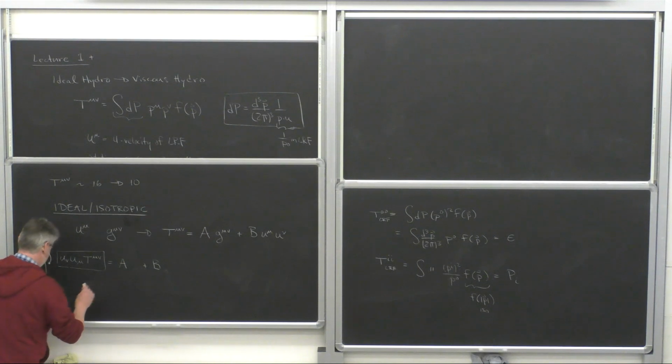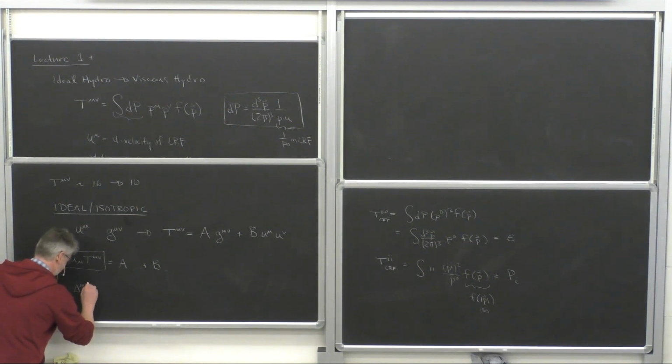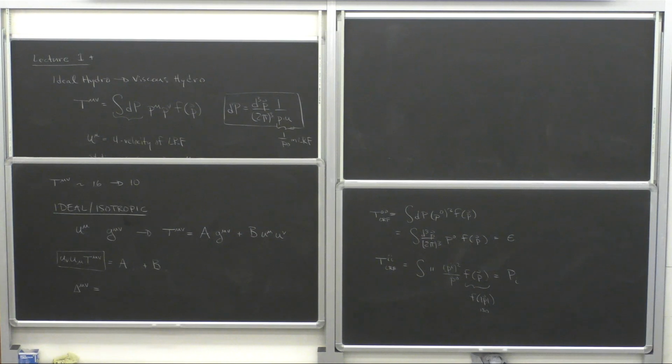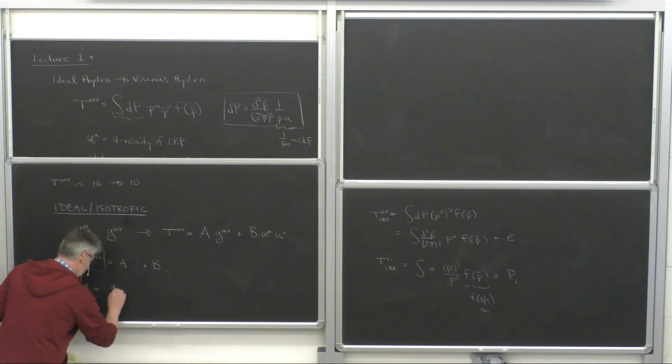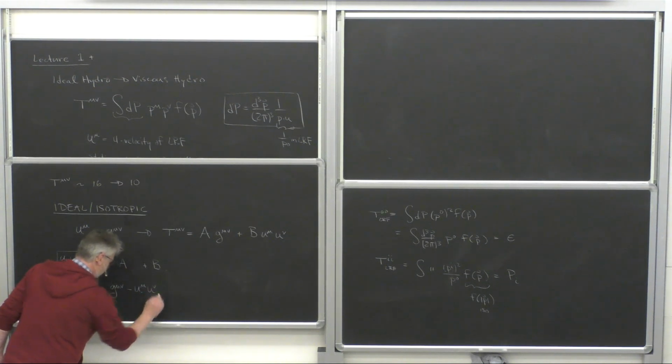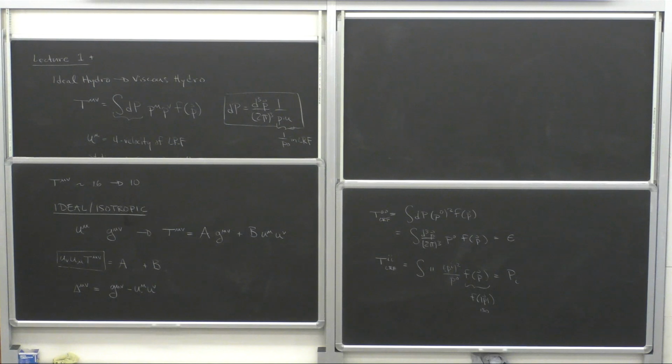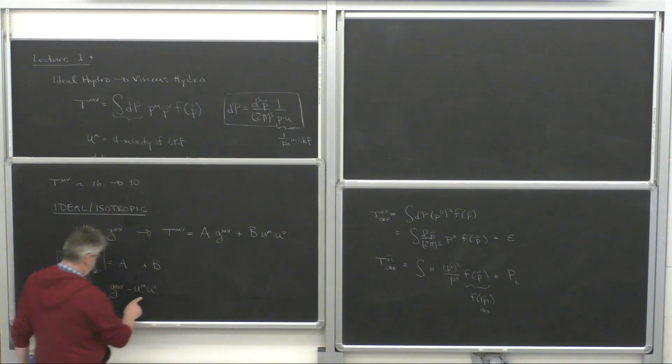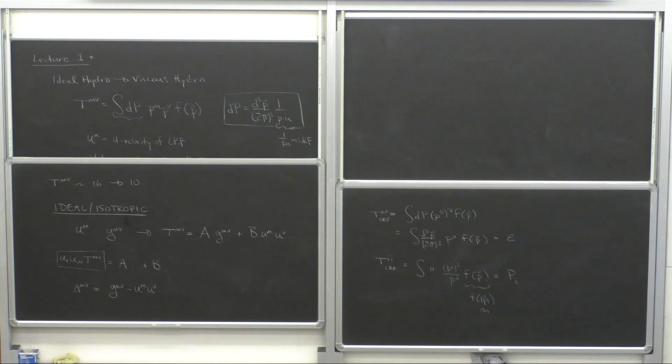Now, I need another equation to completely fix what A and B are. So I'm going to introduce another symbol that we already saw this morning, which is this transverse projector. The transverse projector is defined as G mu nu minus u mu u nu. What this transverse projector does is it takes vectors and projects components that are orthogonal to the local fluid 4 velocity. So you give me a vector, and this is the local fluid 4 velocity, it just gives me the component orthogonal to it.